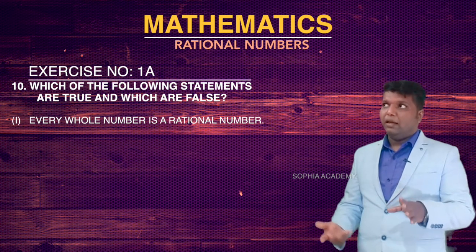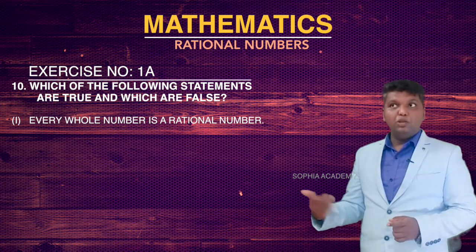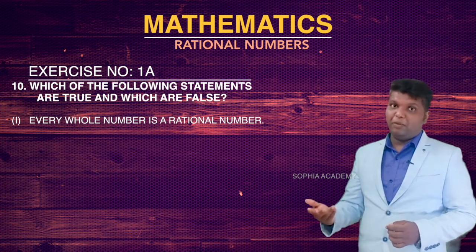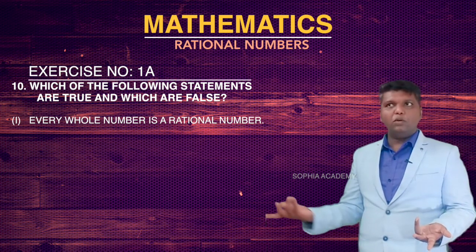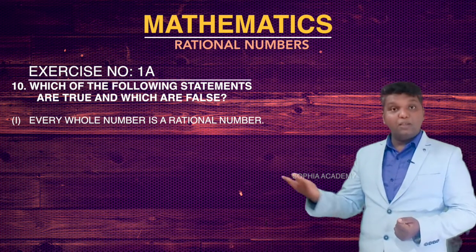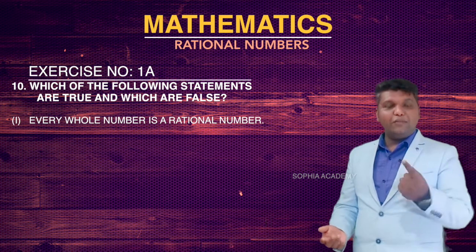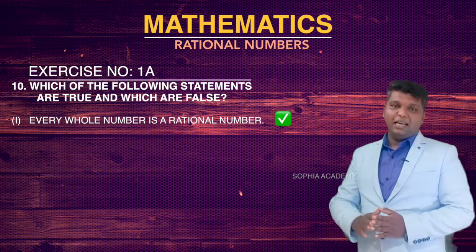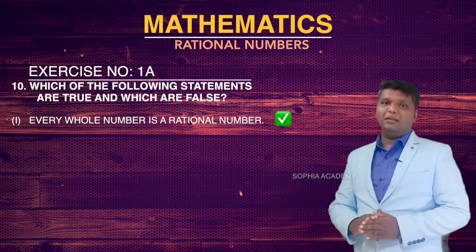Why? Because 1 can be written as 1 by 1. 2 can be written as 2 by 1. 3 can be written as 3 by 1. 4 can be expressed as 4 by 1. So we can say that all those numbers are rational. What about 0? 0 can also be written as 0 by 1, right? So definitely we can say this statement is true. Every whole number can be represented as a rational number.